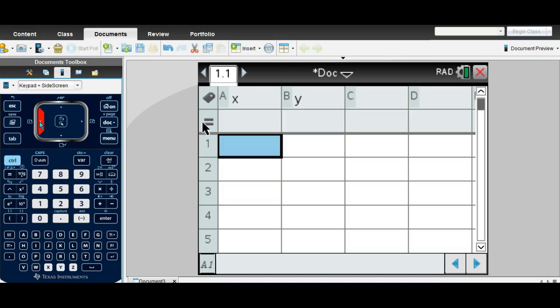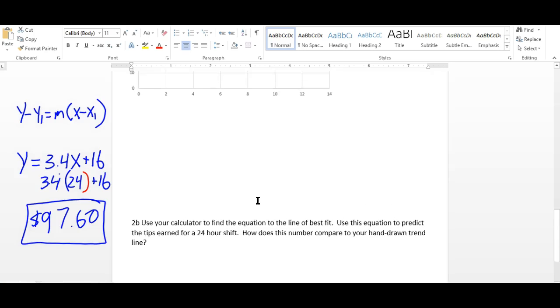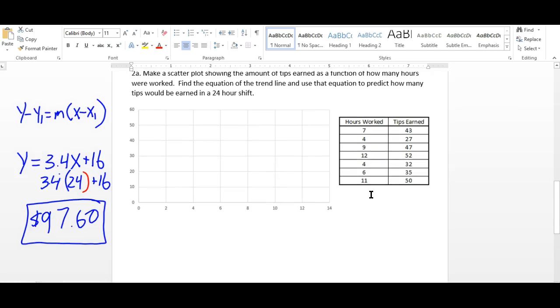After that, we can just enter in all of our numbers from the problem. Up here, the hours worked is my X. The tips earned is my Y. So I'm going to pause to enter all those numbers in on the calculator.